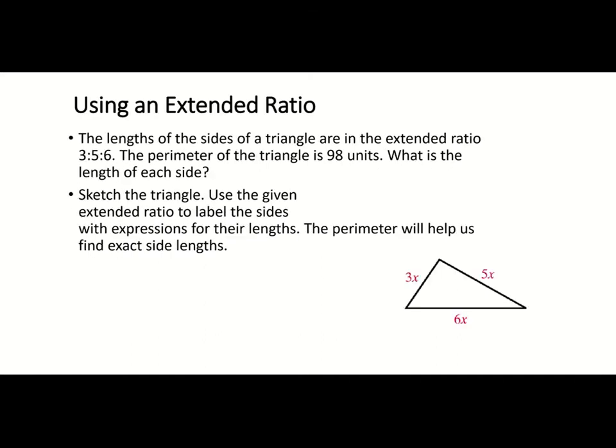All right. So here is our first extended ratio. They are talking about the lengths of the sides of a triangle being in an extended ratio of 3 to 5 to 6. The perimeter of the triangle is 98 units. What is the length of each side?